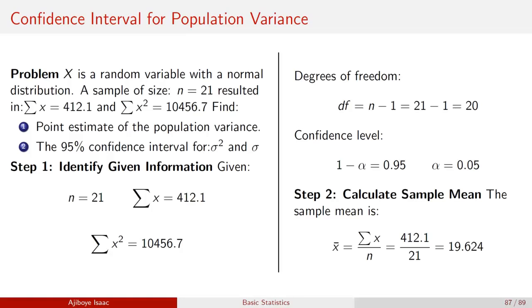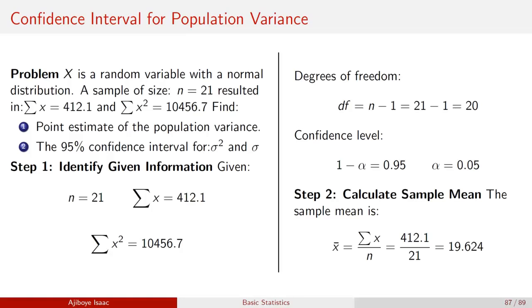X is a random variable with a normal distribution. A sample of size n equals 21 resulted in sum of the samples to be 412.1, and the sum of the squares of all these values is 10,456.7. So we want to find the point estimate of the population variance and construct a 95% confidence interval for the population variance and standard deviation.